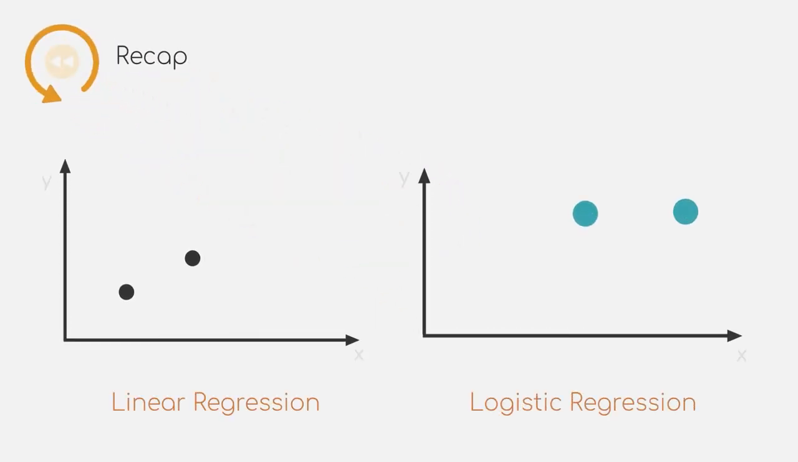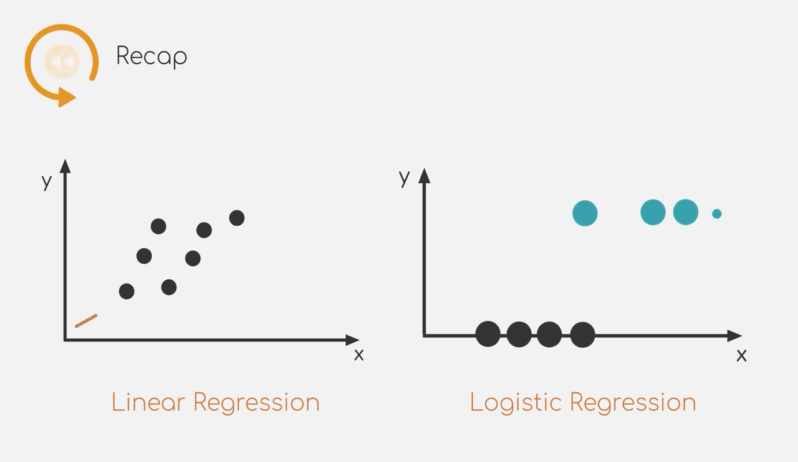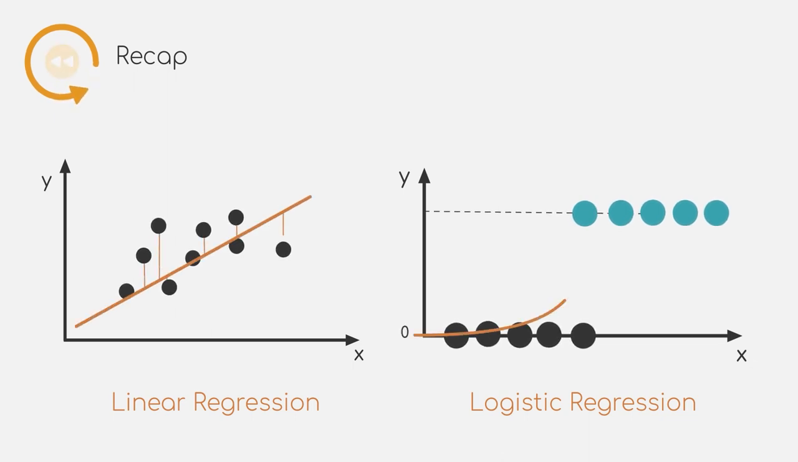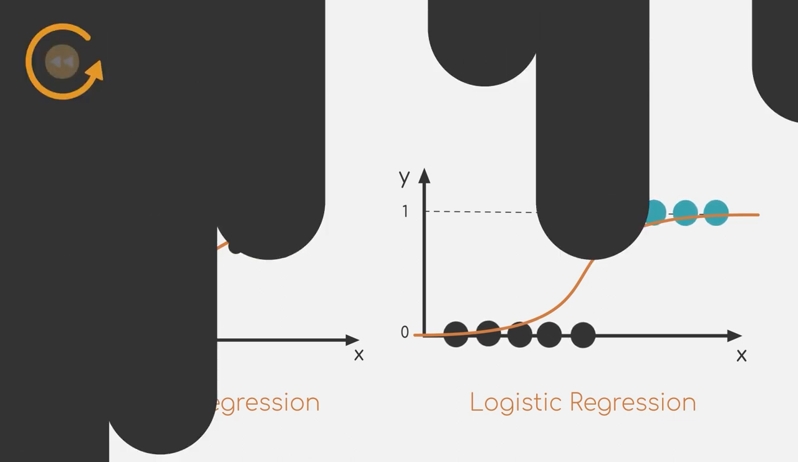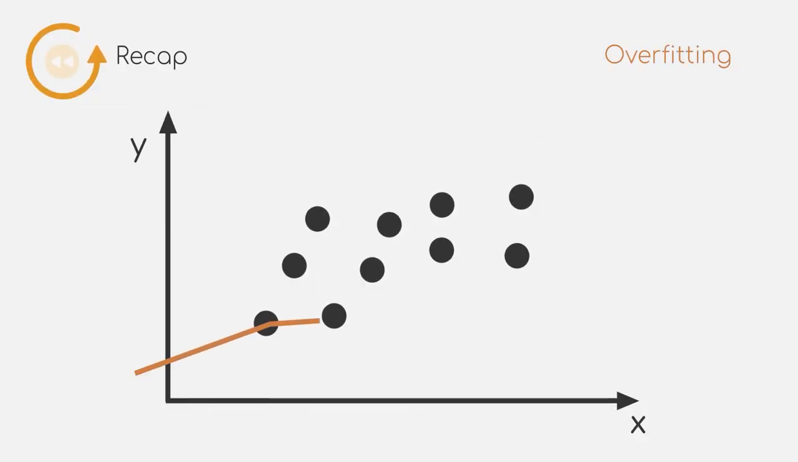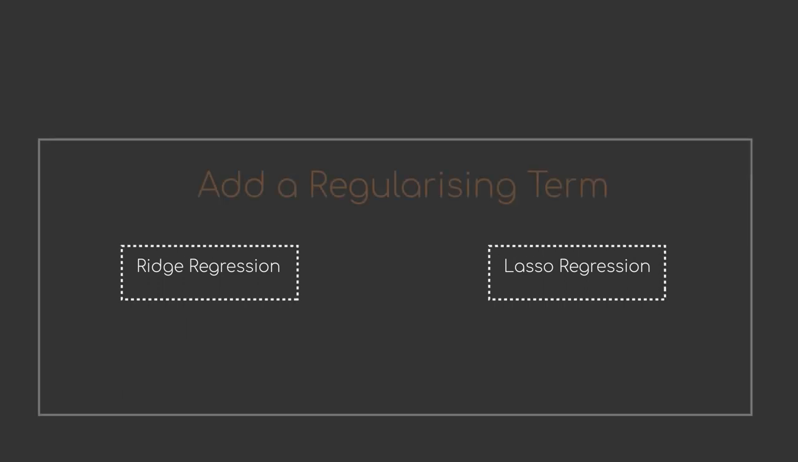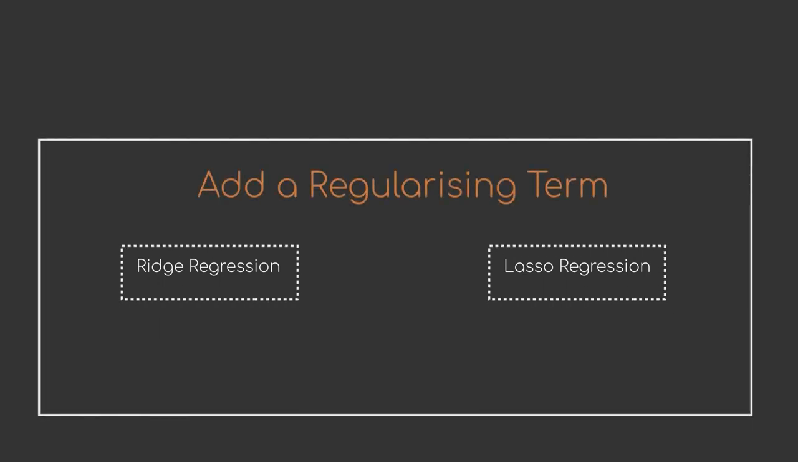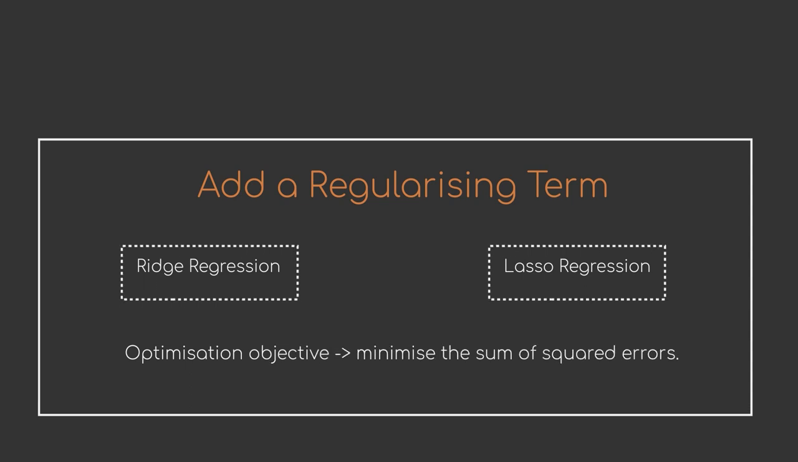Regression tries to fit a function, in our case linear or logistic, to a set of data points such that the sum of squared errors is minimal. We also learned about the concept of overfitting and that we can use regularization to counteract this behavior. This is exactly what ridge and lasso regression do. Both variants simply add a regularizing term to the initial optimization objective of minimizing the sum of squared errors.